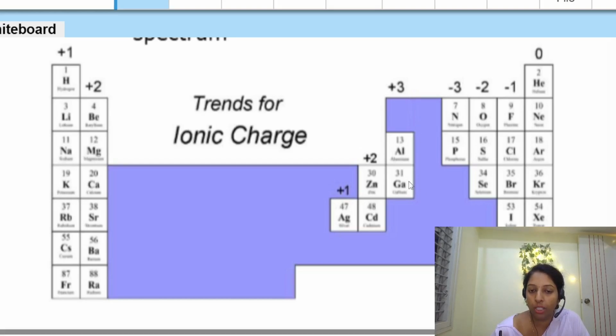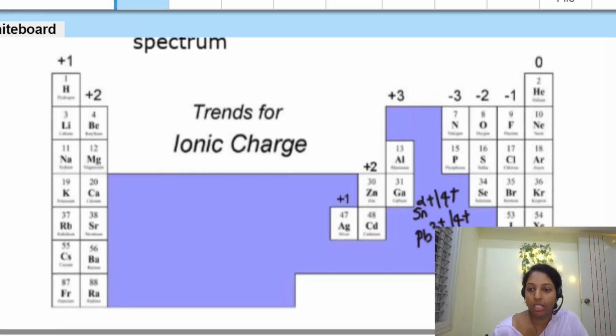And see, group 13 is usually +3. Group 14 is also unpredictable, like lead and tin. Lead and tin usually form +2 as well as +4, right? Okay. And similarly, group 15 is -3, group 16 -2, group 17 -1, and the noble gases are 0. This is the trend of ionic charge. This much of things you need to know for chapter 1.